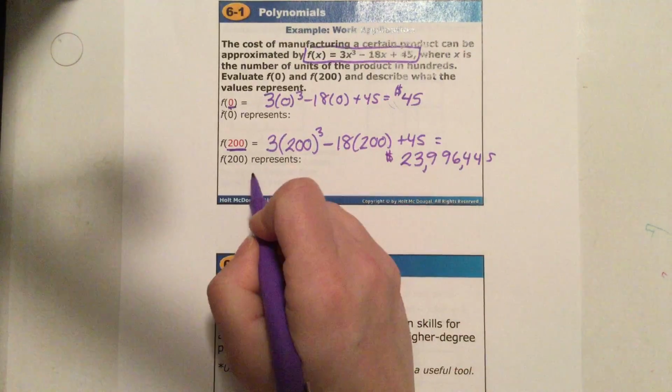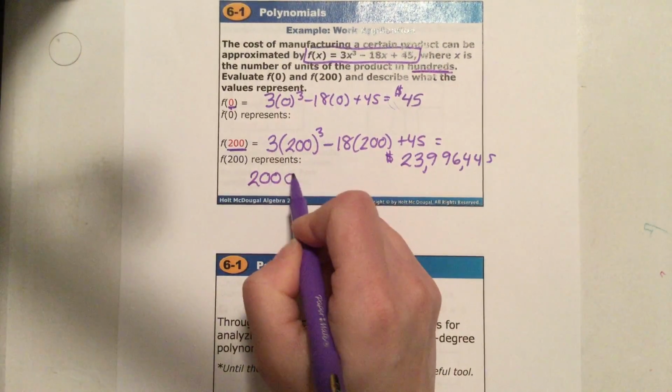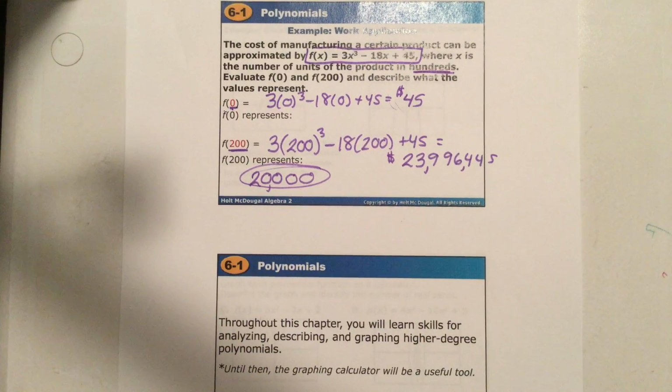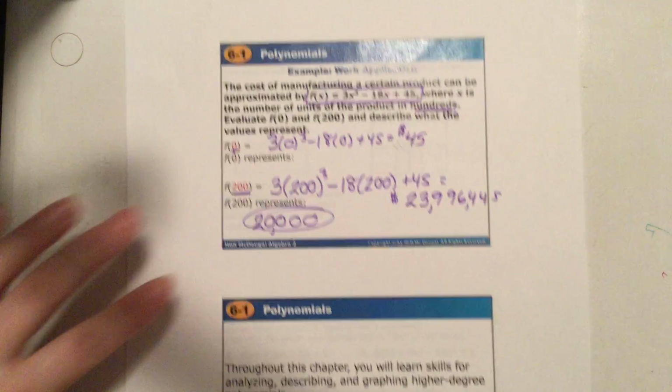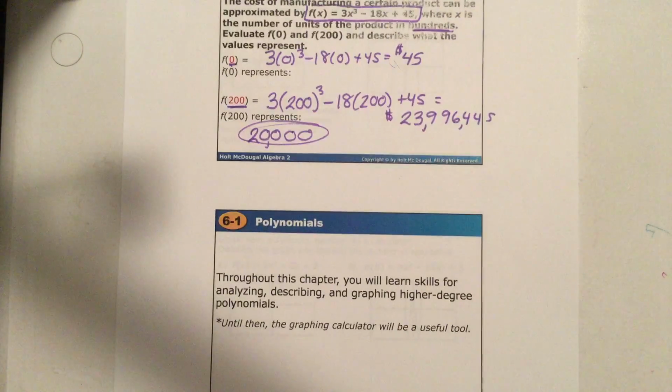What does this represent? This represents the cost of doing 200 hundreds. So you would add 2 more zeros. So when you have 200 hundreds, you actually manufactured 20,000 of whatever the item is, okay? So you can use polynomial functions to describe real-life situations.